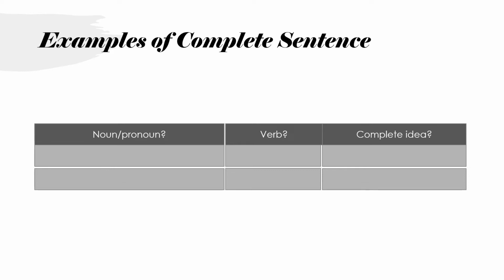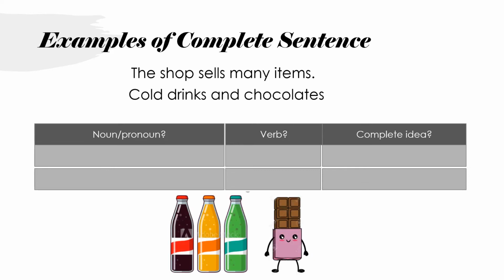Let's look at one final example. The shop sells many items, cold drinks and chocolates. There are two sentences which we will be checking. The first one, the shop sells many items. Is this a complete sentence?